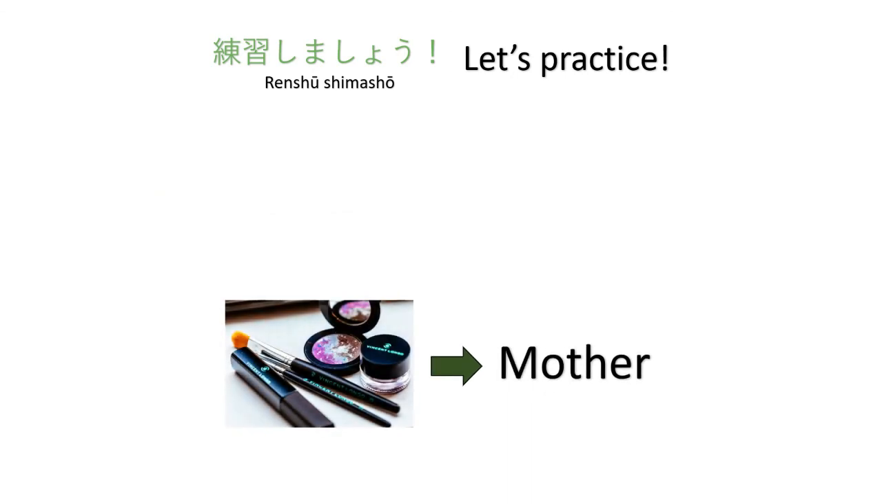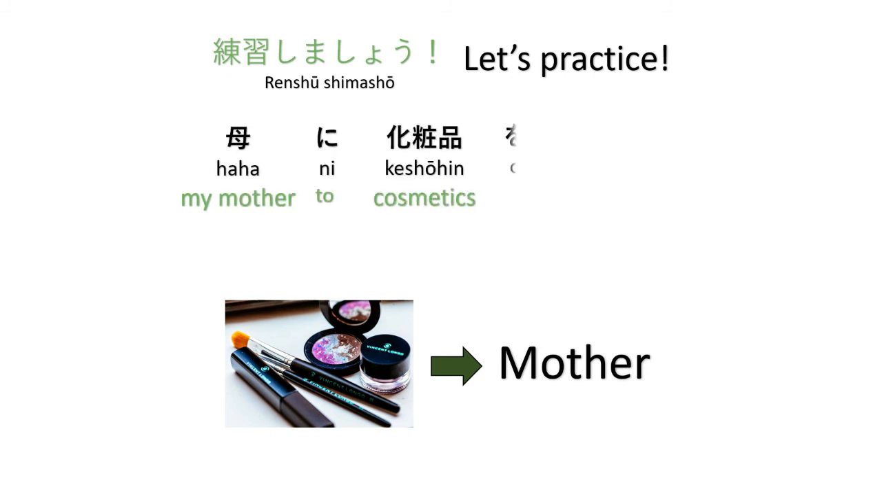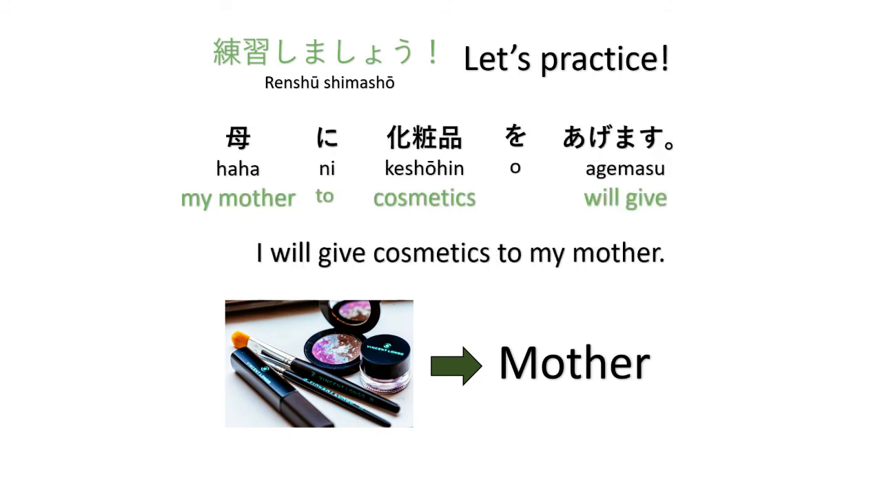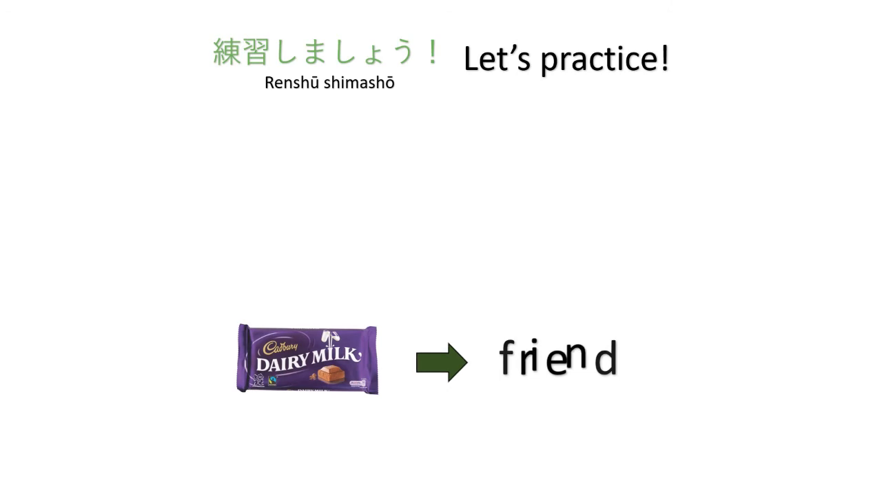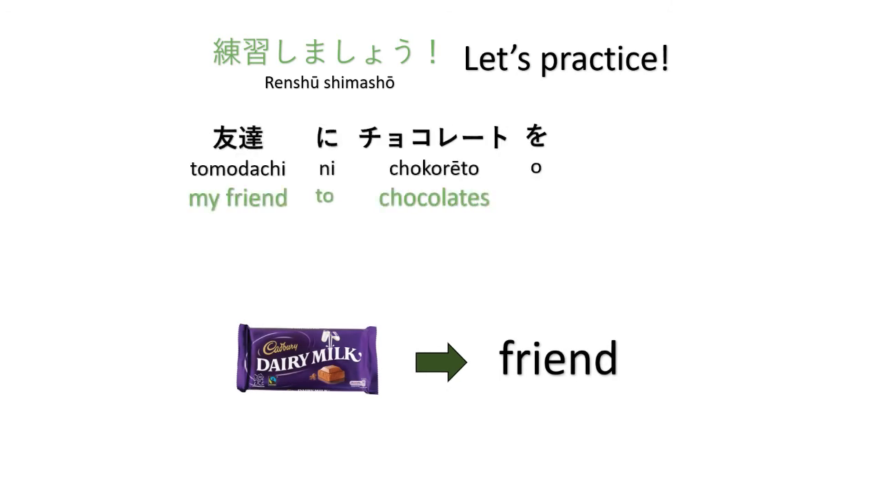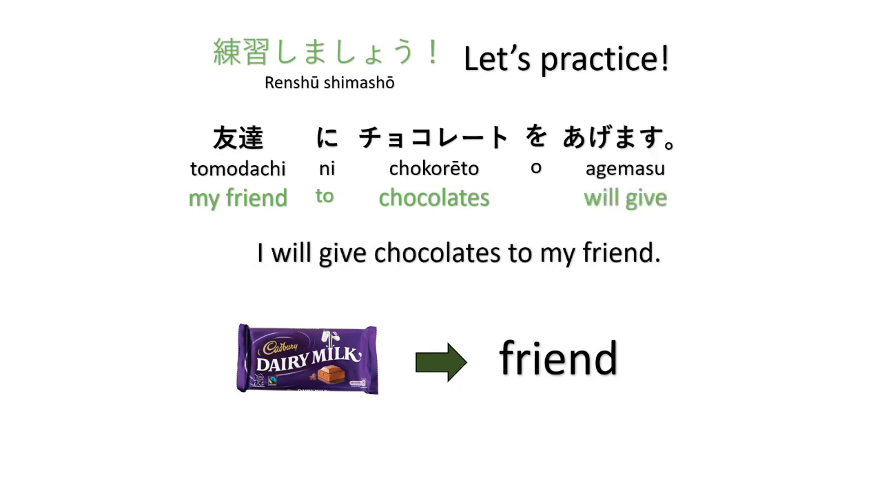Alright, next. Cosmetics to mother. So, 母に化粧品をあげます. I will give cosmetics to my mother. Here we do not need to repeat 私は. It is already obvious. Chocolate to my friend. So, 友達にチョコレートをあげます. I will give chocolates to my friend.